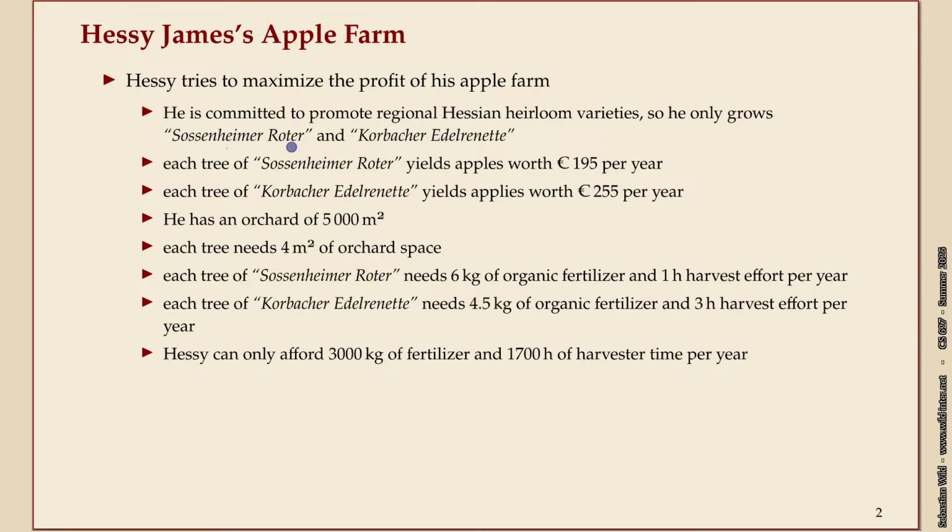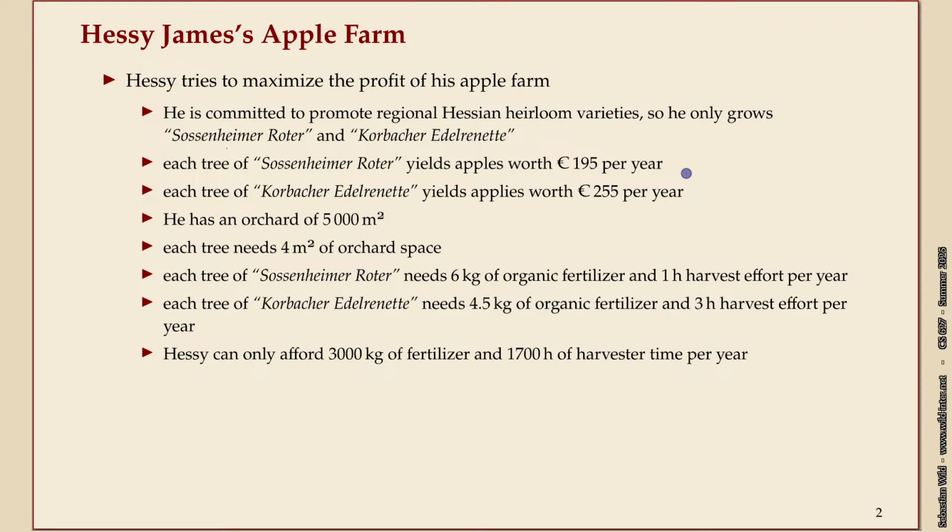Doesn't matter so much. They're just two names, Sossenheimer Rote and Korpacher Edelrennet. Two types of apples, and that's all you're going to do. You plant trees of type S or of type K, if you prefer. Now they have different yields, and also the apples yield different prices.